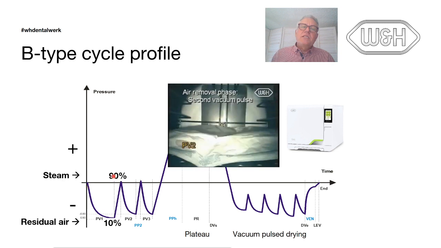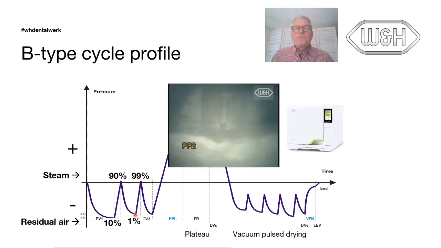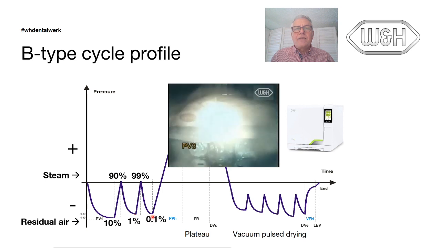We have 90% steam. Then the machine does a second vacuum to achieve 1% residual air. Inject steam again. Then here we have like 99% steam, 1% air. Then the machine will do a third vacuum. Some machines do 4 or 5, depending on the power of the pump. And here we have mainly no air inside the chamber, total vacuum.